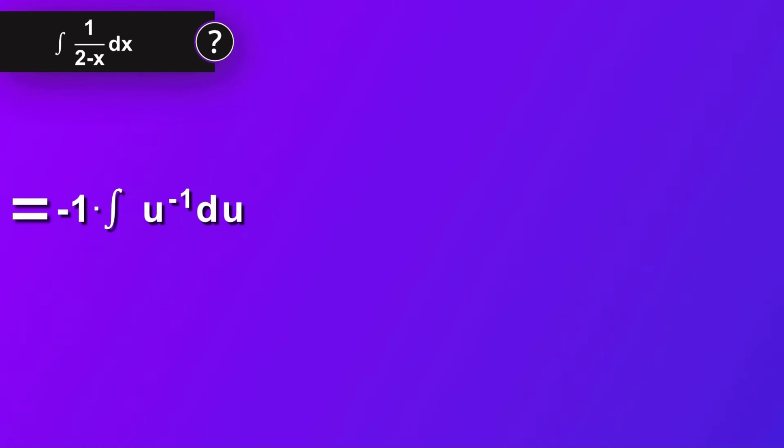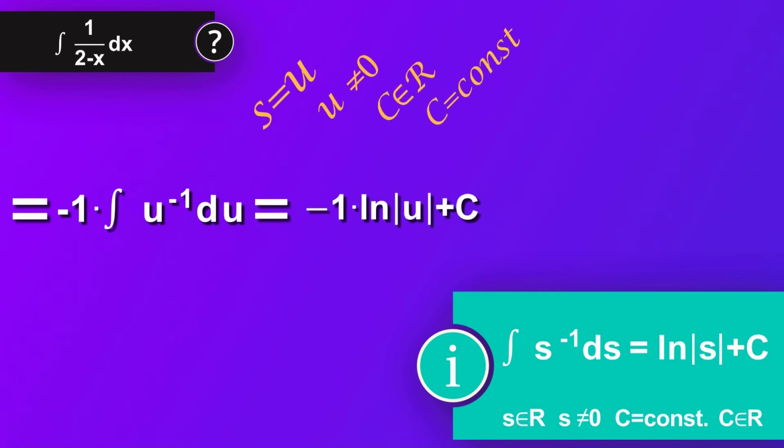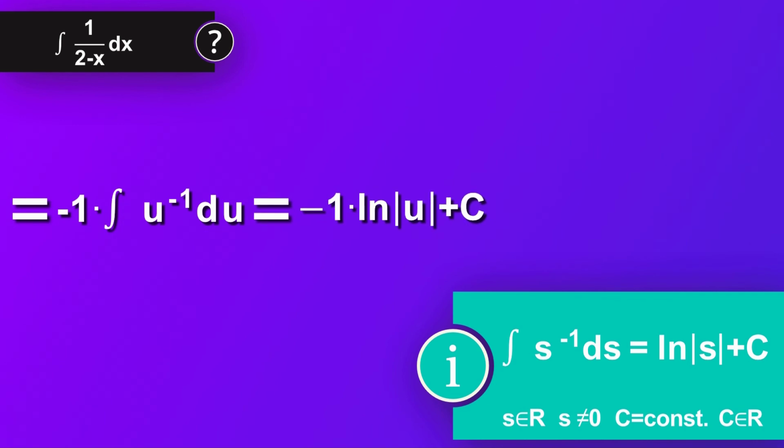Perfect. Now we can apply the formula for solving the integral of s raised to minus 1 by ds, which equals the natural logarithm of the absolute value of s. We also must add constant c to make sure that we have all our solutions taken into account, as our solution makes a whole class of functions, not a single one. In our case, s is equal to u. Then we've got minus 1 multiplied by the natural logarithm of the absolute value of u plus constant c.